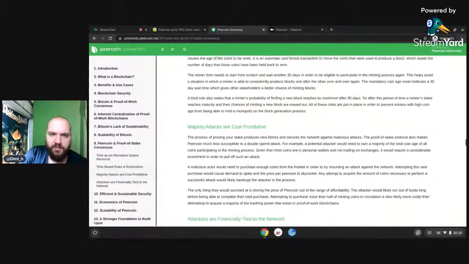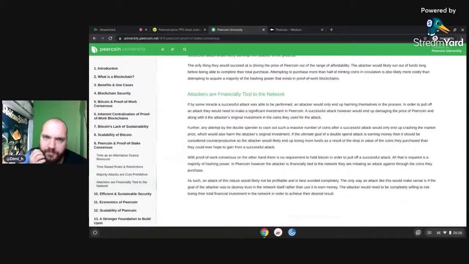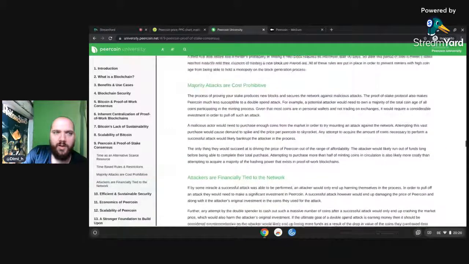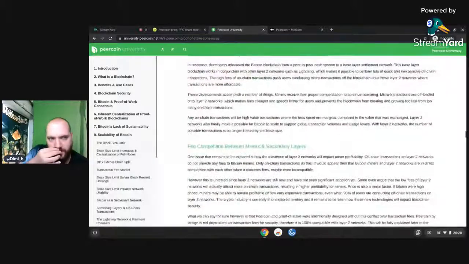Cost prohibitive. So yeah, basically, to pull off an attack, they would need to make a significant investment in Peercoin. That's true, but the same applies to proof of work, which would end up damaging the price of Bitcoin along with the additional investment in the coins they used for the attack. They stand to lose. It would only end up crushing the market price, which should be considered counterproductive, as they would likely end up losing more funds. So yeah, basically they are explaining here why it's greener and why it's unwise to perform an attack on Peercoin, mainly for the same reasons I mentioned when reading on CoinGecko.